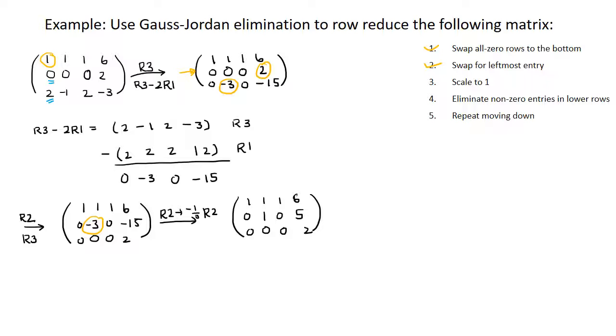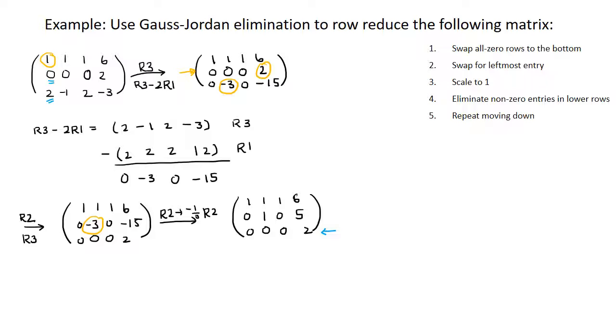So scaled to 1. And now we're going to eliminate any non-zero entries in lower rows. So we're looking here and we say, okay, is there anything non-zero below it? Nope. So step 4 is done. And now we move on to the next row. So we're going to start over again, focusing this time on row 3.